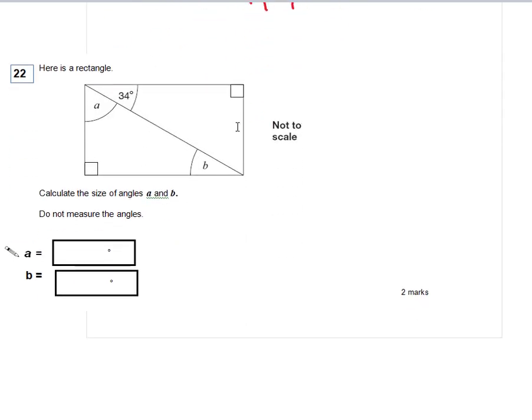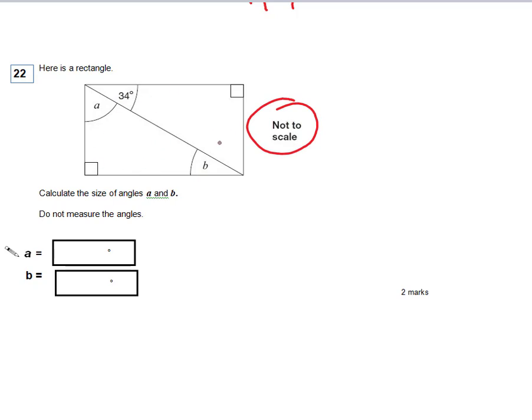Right, next one. Here we are dealing with a rectangle, and it says to calculate the size of angles A and B. Do not measure the angles. Why don't we measure the angles? Because it's not to scale. If you were to measure these angles, the answer you get wouldn't be right. So you've got to look for the clues here.